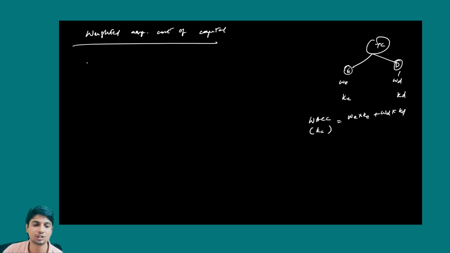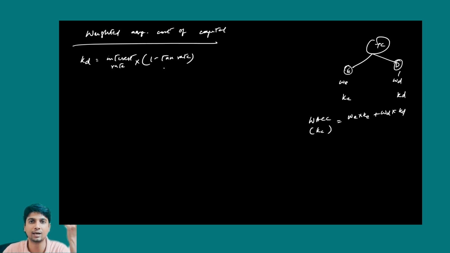Now let us find out what is cost of debt. KD is equals to, so what do the debenture holders get? So they get interest, right? So interest rate into 1 minus tax rate. Okay, because why do we have to multiply this by 1 minus tax rate? Because when you are reducing interest from your P&L, you are also getting tax benefit to that extent, right? So that is the reason we will multiply this by 1 minus tax rate so that we will get true cost of debt.